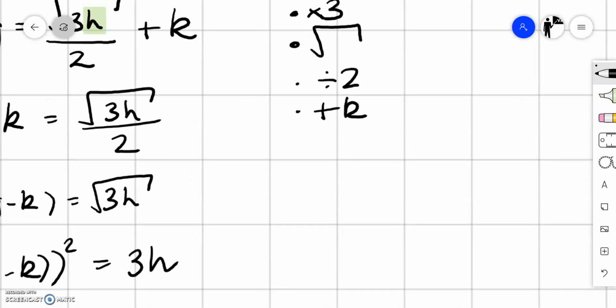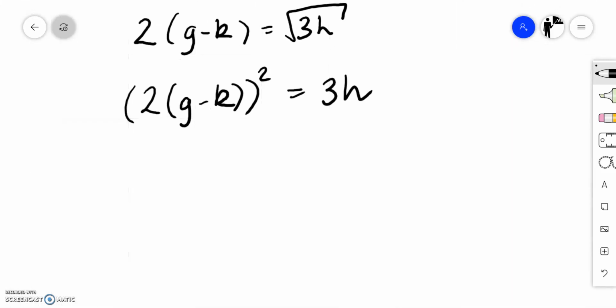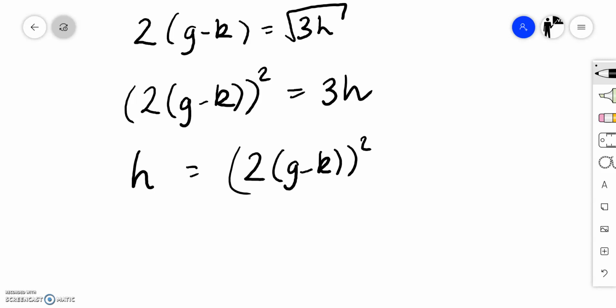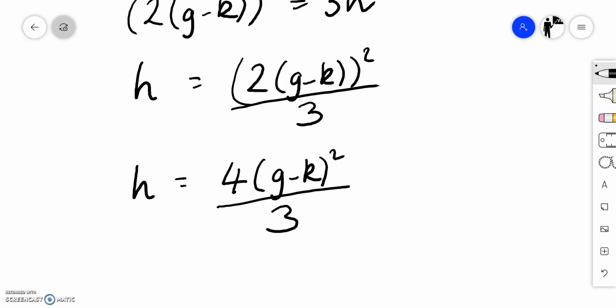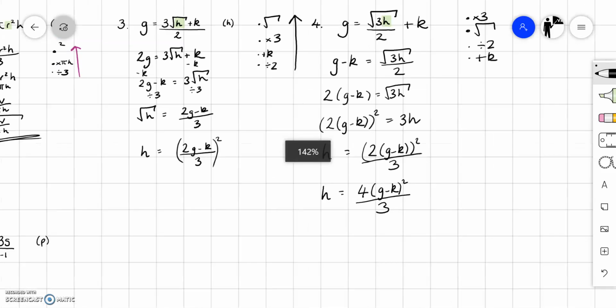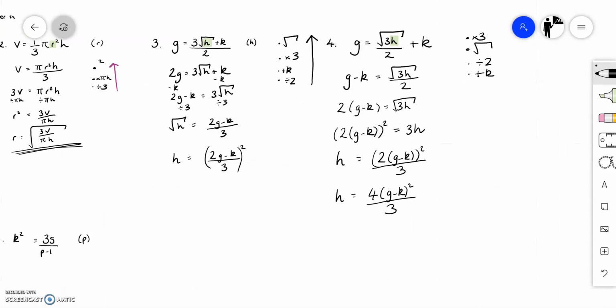And then I want to work out h, so I need to divide throughout by 3. So h is going to be 2g minus k, squared, over 3. Now if I want to tidy that up a little bit, I could maybe say that's going to be, 2 squared is 4, so that's 4 times g minus k, squared, over 3. So if you can understand examples 3 and 4, and you can work through those yourself, I think you'll be fine.